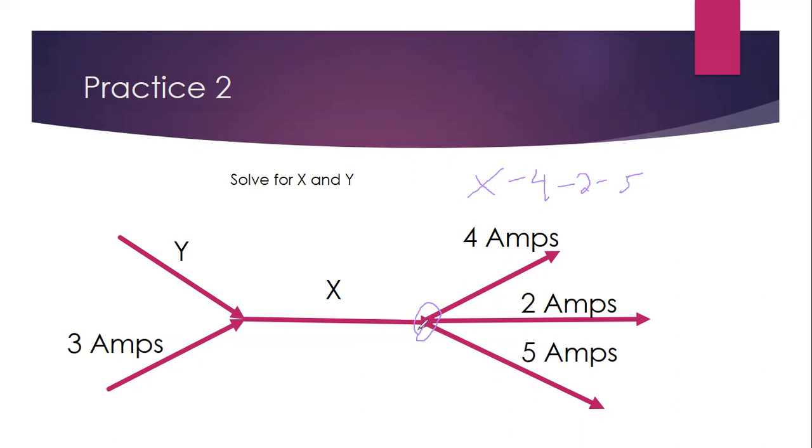The X went into here. The 4, 2, and 5 leave. We say that equals 0.